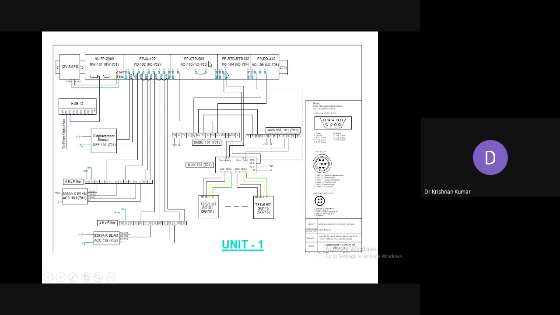CTR 500 is for generating pulses, we can do that. And the RTD module, which is called resistance. RTD measurements are based on resistance, so we can also make resistance measurements with this. Then the DO410, this is for excitation. For example, any accelerometer we have to excite with 5 volts.